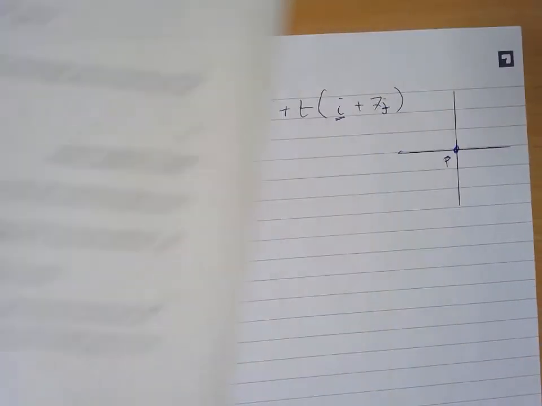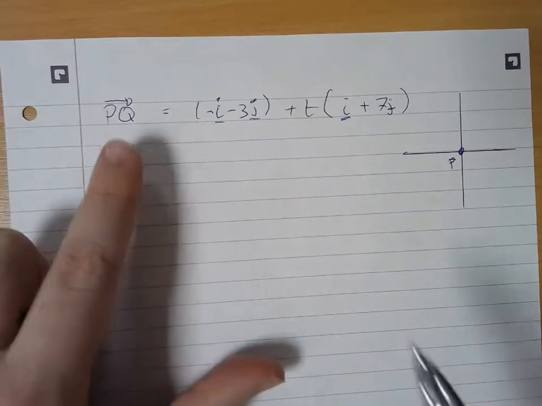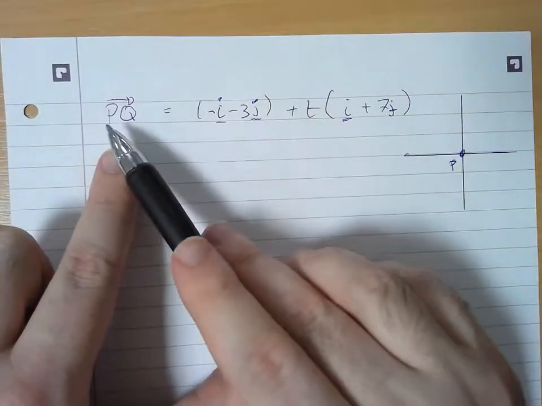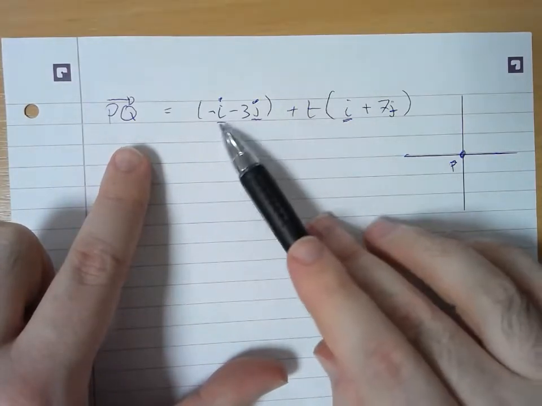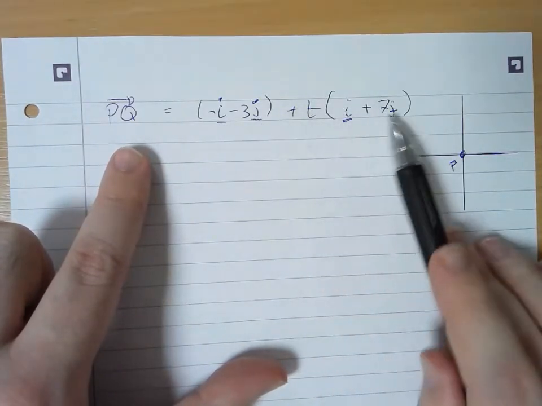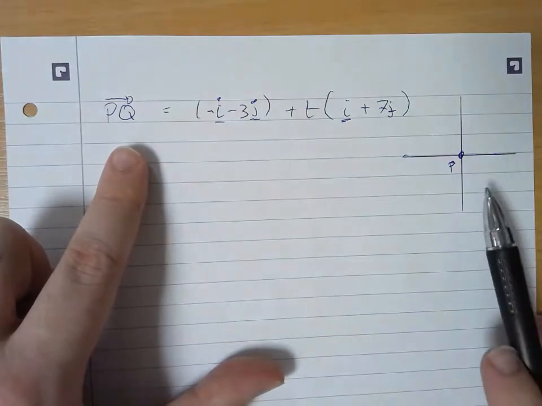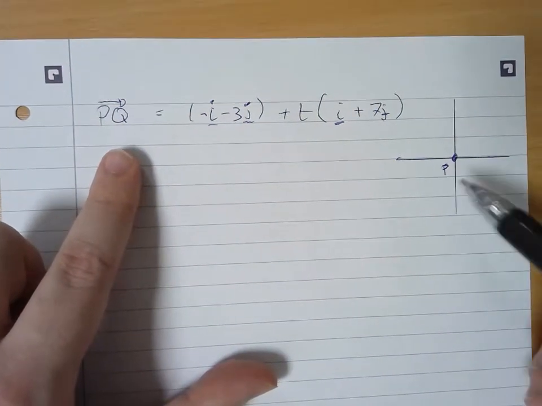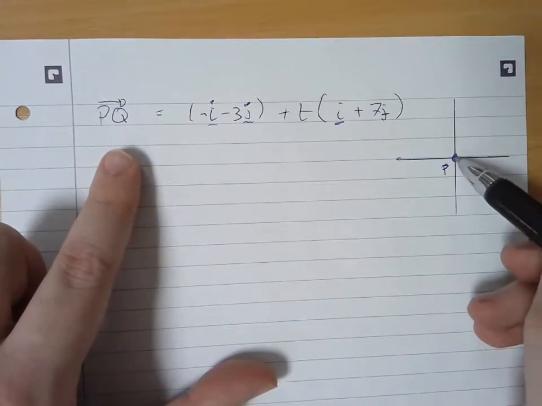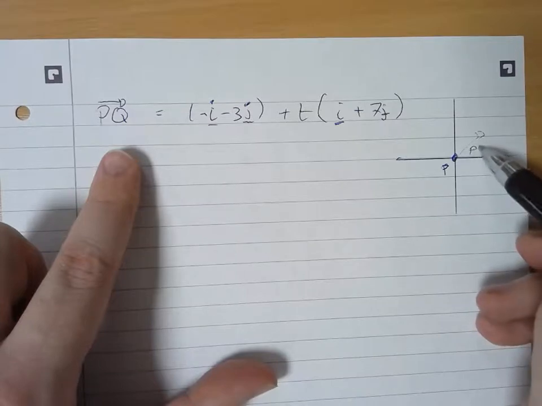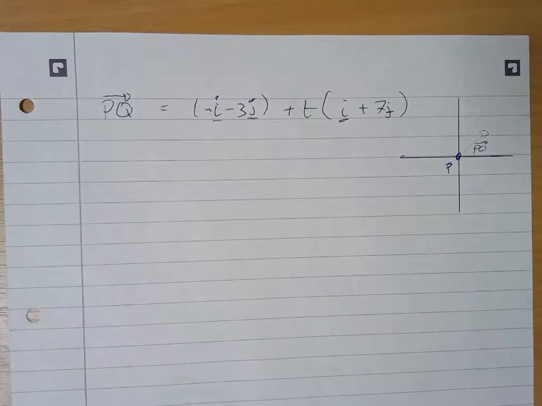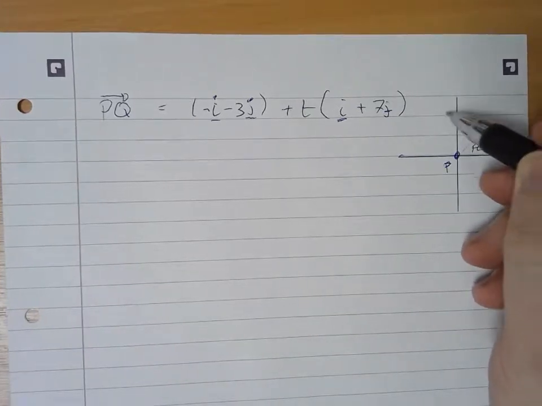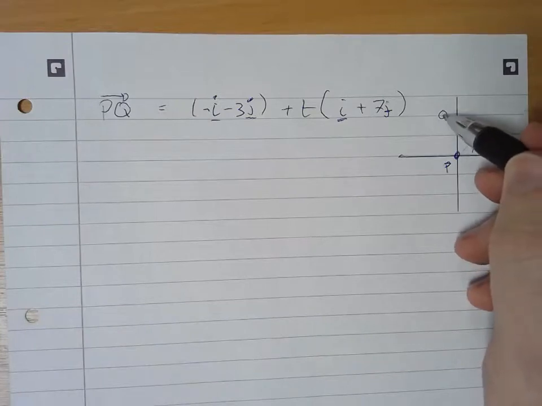So what I've done is I've copied my PQ, so this is how I get from P to Q, and it depends on time t. Notice my i's and j's are underlined because these are my component vectors. Over here I've got a little set of axes, and if I start at my point P and head off along PQ, the first bit asks me when am I due north of P.